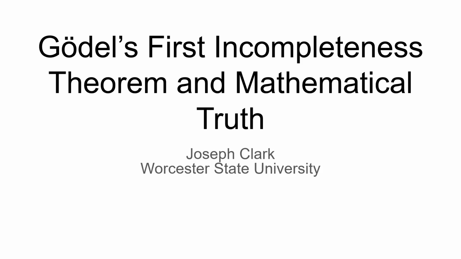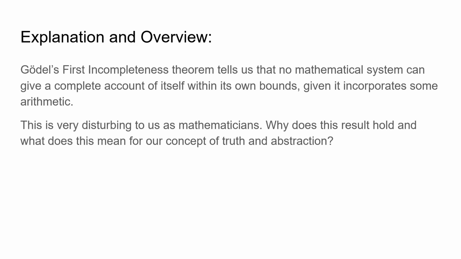Hello, and this is Gödel's first incompleteness theorem and mathematical truth. So Gödel's first incompleteness theorem is going to tell us that no mathematical system can give a complete account of itself within its own bounds, given that it incorporates some kind of arithmetic. So this is very disturbing to us as mathematicians.